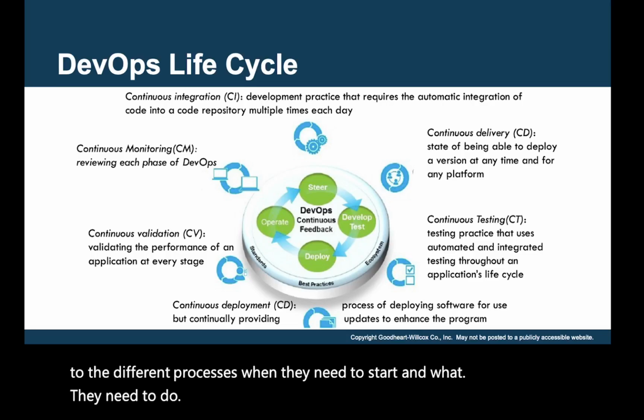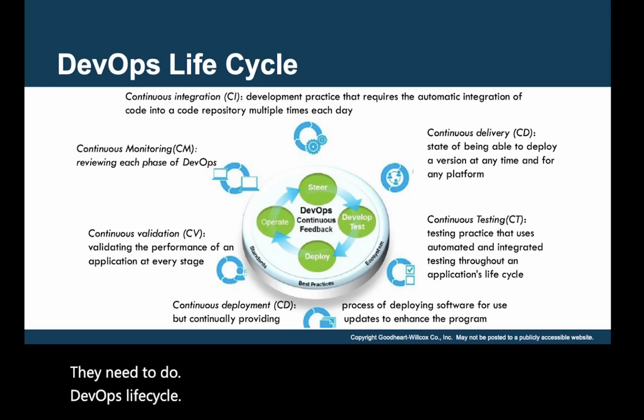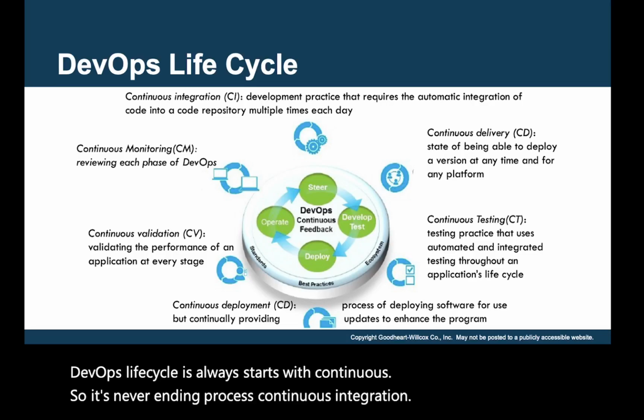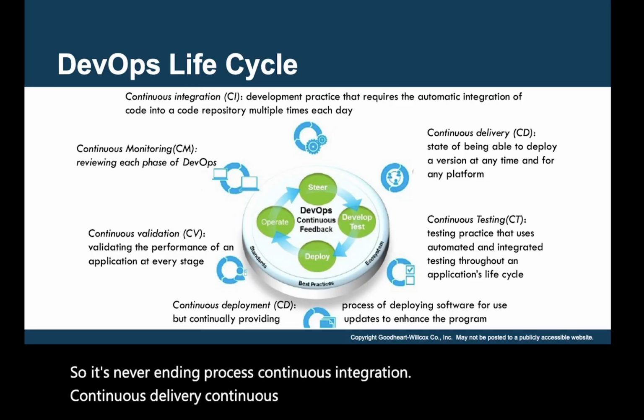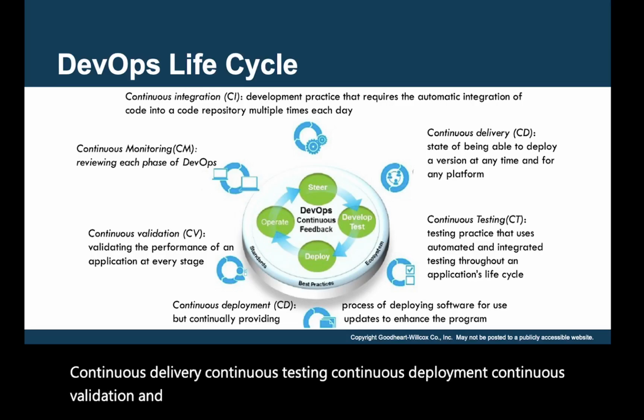DevOps life cycle. The DevOps life cycle always starts with "continuous," so it's a never-ending process. Continuous integration, continuous delivery, continuous testing, continuous deployment, continuous validation, and continuous monitoring.